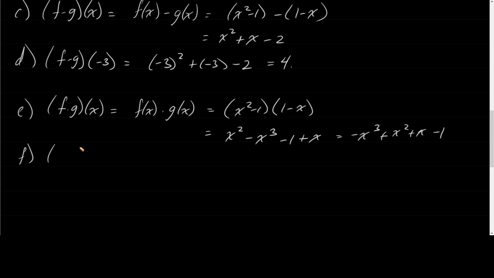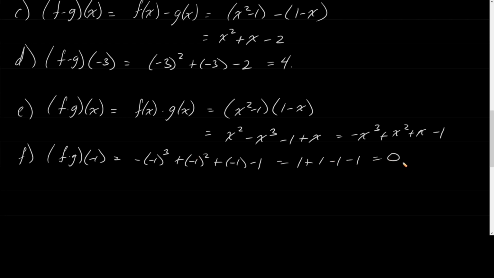So now, let's say that I said, what is f times g of negative 1? Well, we just plug it into here. We have the negative of negative 1 cubed plus negative 1 squared plus negative 1 minus 1, which gives us, well, negative 1 cubed is negative 1 with a negative in front, it's a positive 1. And then negative 1 squared is positive 1. And then minus 1 minus 1, which gives us 0. All right. So that was a product.